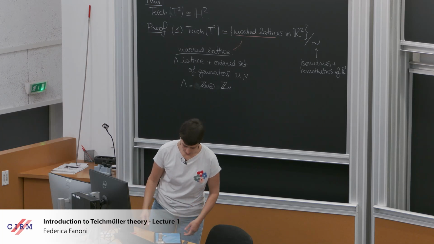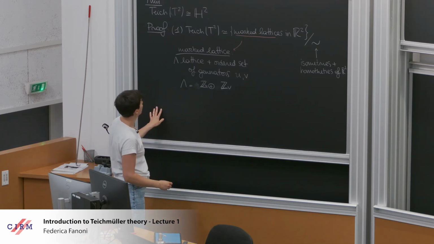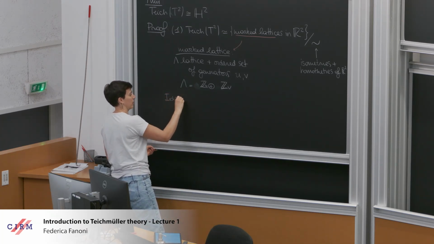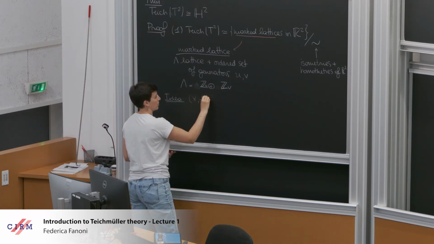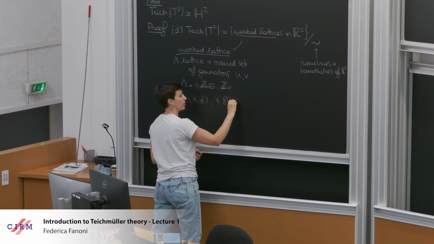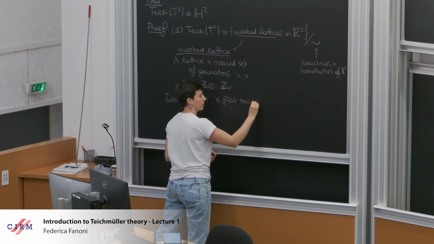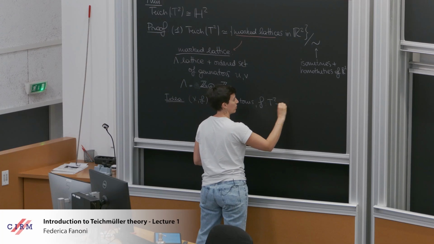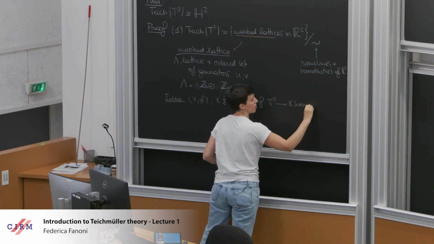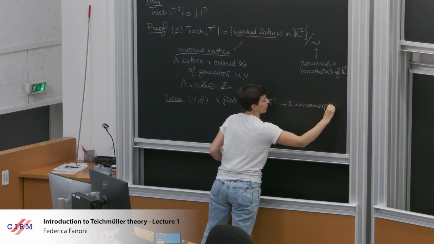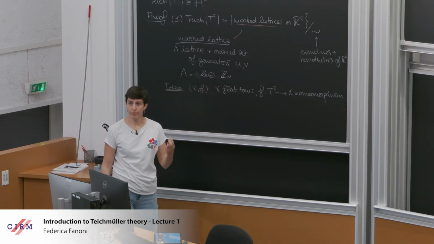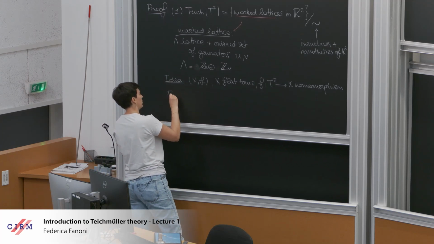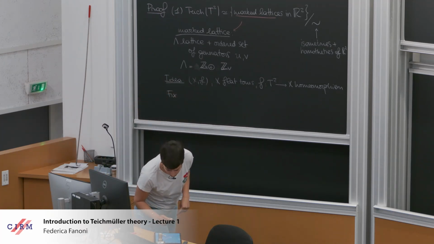And the idea for this identification is that if I start with something where X is a flat torus and f is a homeomorphism, okay, so I have my fixed torus T2, and I can fix a generating set of its fundamental group. How have I called them?